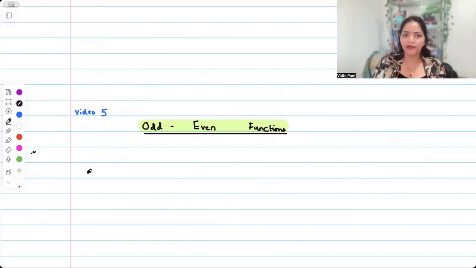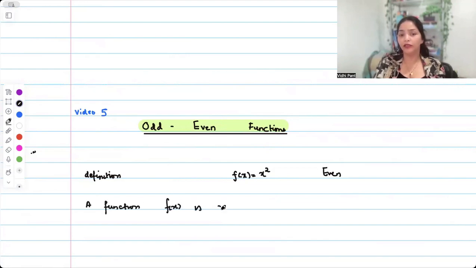We will first start with the definition of an even function. When will you call a function even? So a function like f(x) = x² is an even function. Why? Well, a function f(x) is called even if f(x) is equal to f(-x) for all x belonging to the domain that you are considering.